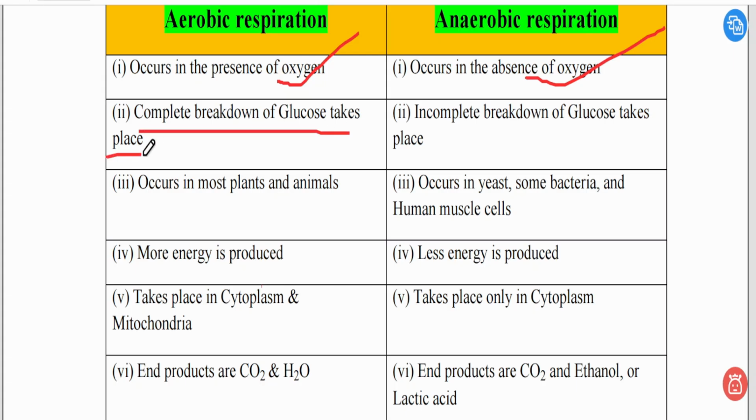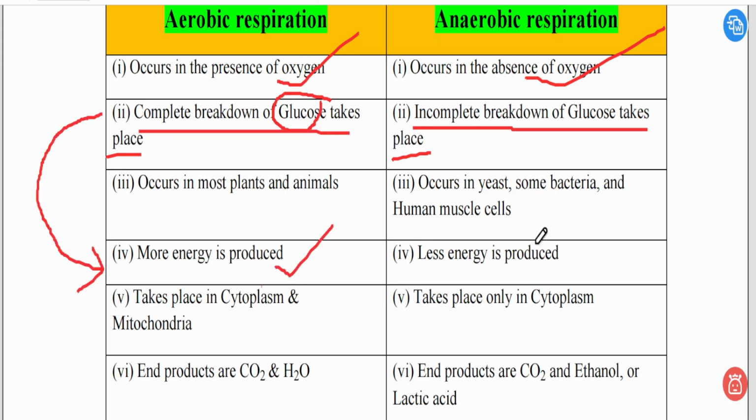That means whatever food sources are there, in the form of glucose. Here, complete breakdown of glucose takes place. But in anaerobic respiration, incomplete breakdown of glucose takes place. When complete breakdown of glucose takes place, more energy will be produced. But when incomplete breakdown of glucose takes place, less energy will be produced.